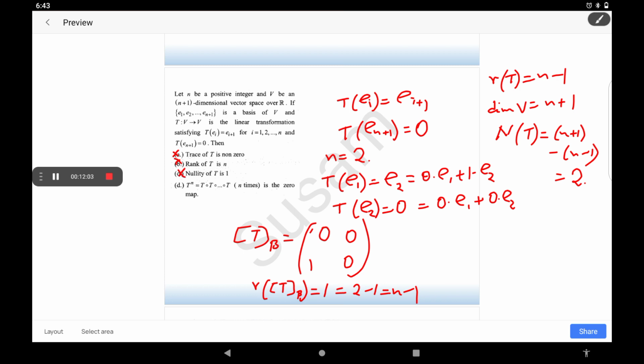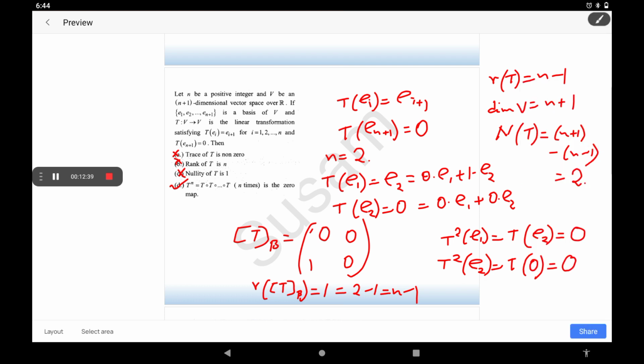Let's talk about T to the power n. T square e1 equals T of T e1. T e1 is e2, T e2 is 0. T square e2 is T of T e2, that is T of 0, and T of 0 is always 0. So option D is the only correct option. T to the power n is the 0 map. None of the other options are correct.